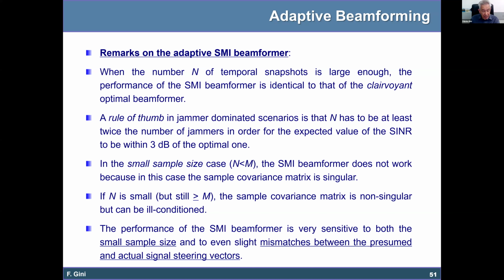It is a problem of many direction of arrival estimation methods. And so there is a mismatch between the steered direction and the true direction of arrival of the signal. And even this can create a loss in performance.